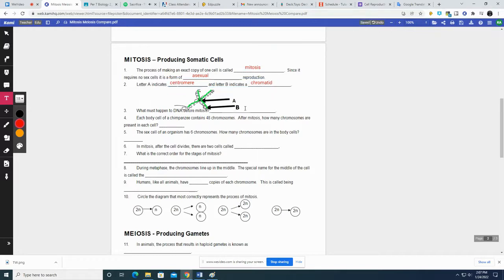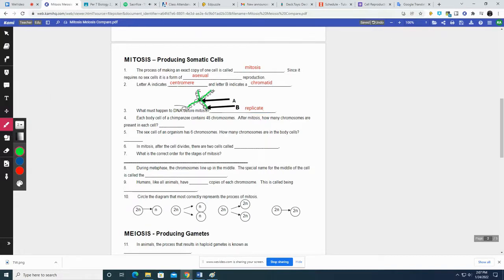What must happen to DNA before mitosis? Well, it needs to replicate. It needs to make a copy. So DNA needs to replicate before mitosis. And you can see that right here. So that's what happened right here.